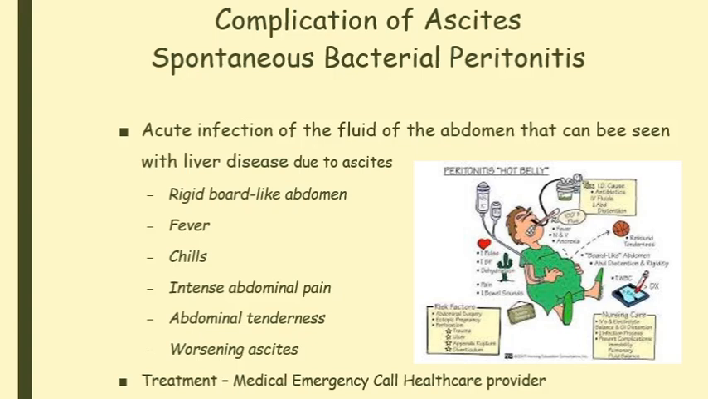So what are you going to see? You will see a patient who has a distended abdomen. Their pain, no matter what they do, is getting more and more severe. That patient doesn't even want to turn in the bed, doesn't even want to move whatsoever. Their abdomen is very tight. When you feel that abdomen, it is very rigid. They have a rigid, board-like abdomen. That is characteristic of peritonitis. The patient will develop fever and chills because it's an infection. They will have that intense abdominal pain, the abdominal tenderness whenever you're palpating, and their ascites will get worse.